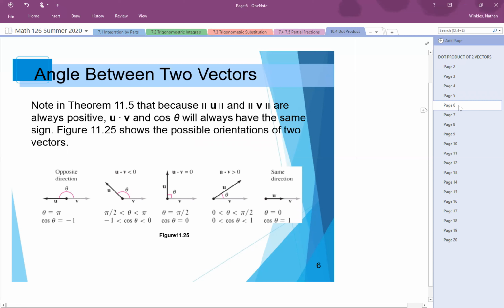Note that in this theorem, because the magnitude of u and the magnitude of v are always positive, u dot v and cosine of theta will always have the same sign. So we have some possible orientations of our two vectors here.